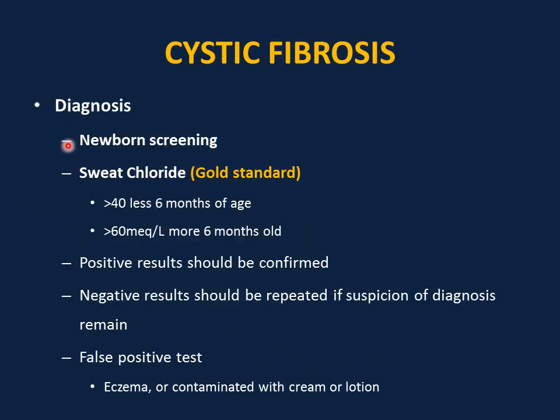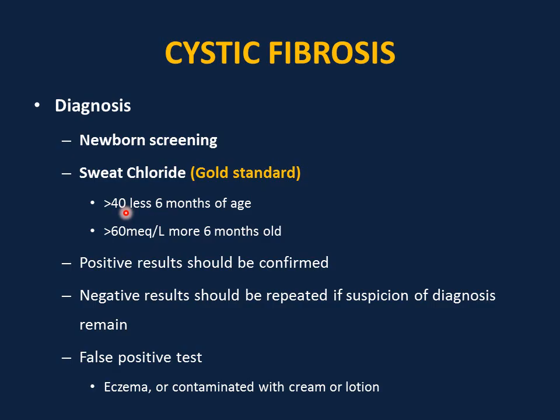Diagnosis of cystic fibrosis. Newborn screen is the first test that can be done when the child is born, and can be successful in detecting many cases of cystic fibrosis before even any symptoms. But if you have a child with suspected cystic fibrosis, which test will you do? Genetic test or a sweat chloride? Of course, a sweat chloride. Sweat chloride is the gold standard test for the diagnosis of cystic fibrosis.